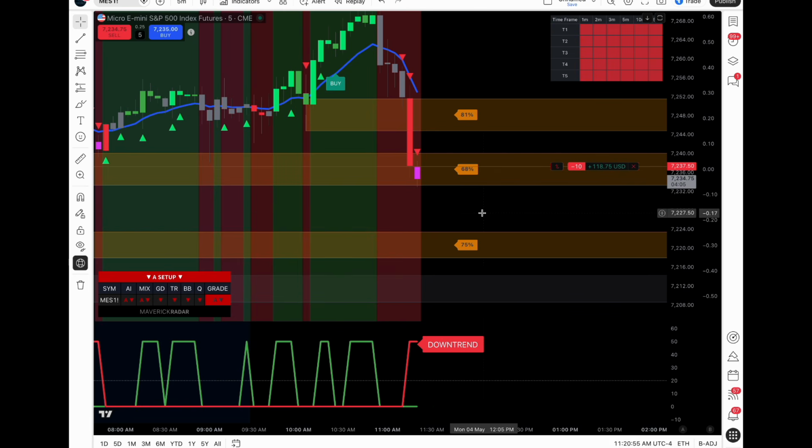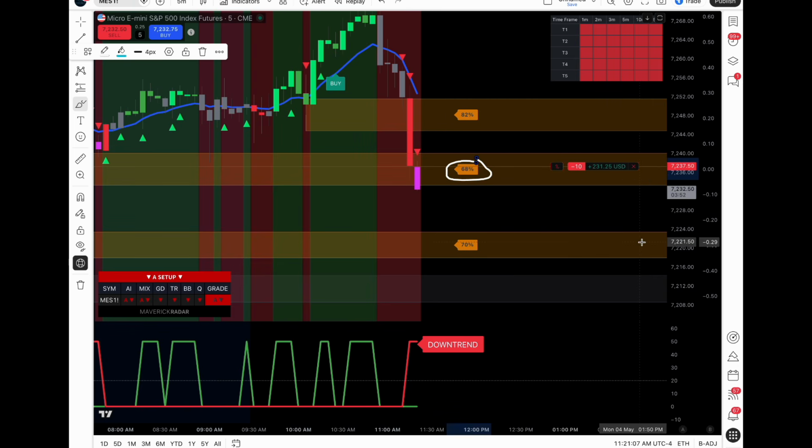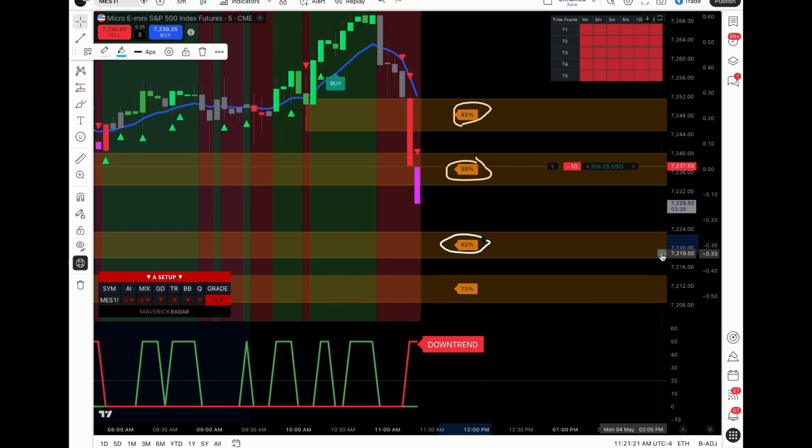Maverick Zones is auto-drawing all your support and resistance zones and then giving you this score as you come up to the zone. So right now we got a 68% chance of holding. Anything under 90% is fair game. You got an 82% up here, 67% down here. These are all auto drawn by the Maverick Zones.